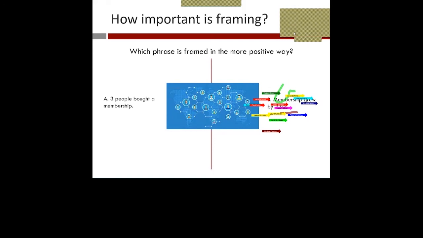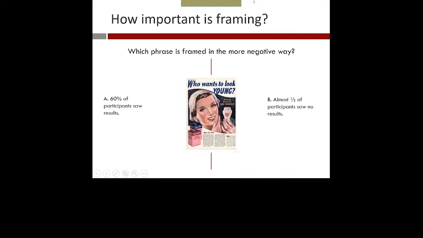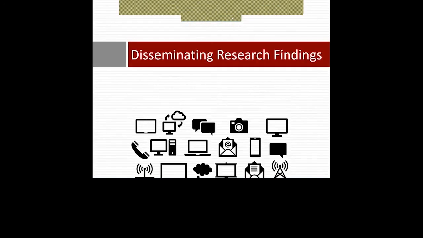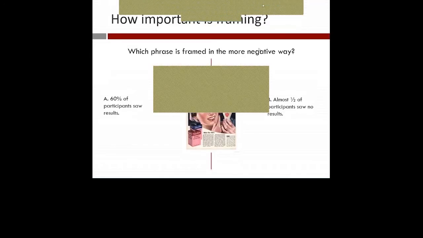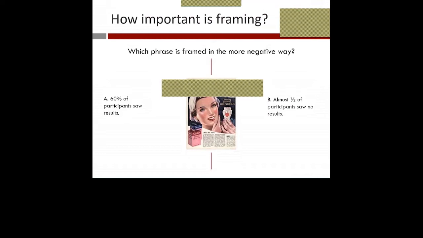We're going to do one more of these. So this one's a little bit different, as you'll see. Oops, let's go back. All right. This one is going to be the one in the more negative way. So A, 60% of participants saw results, and B, almost 1/2 of participants saw no results.